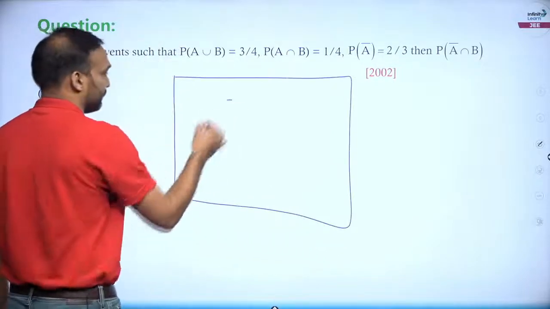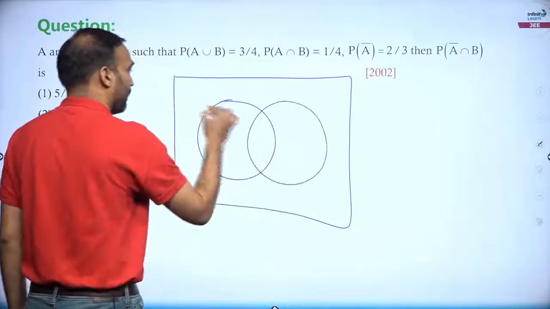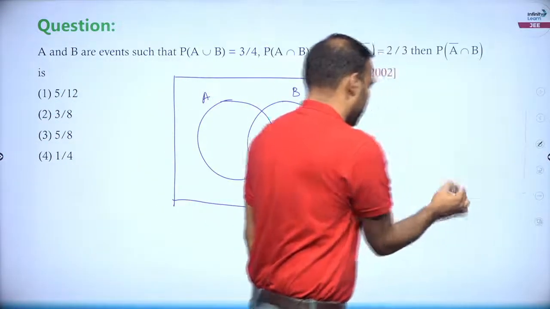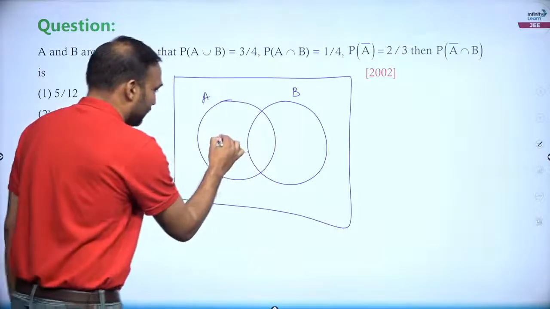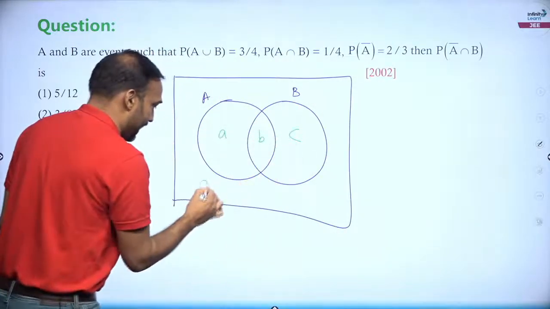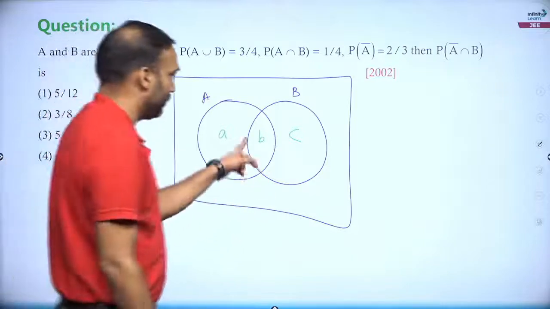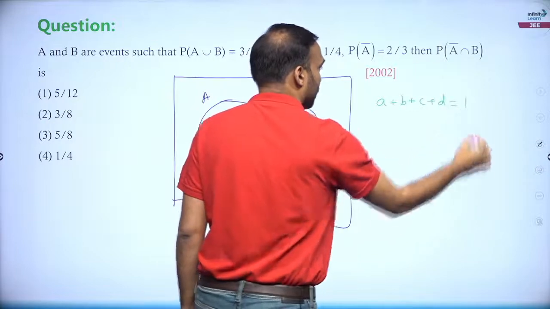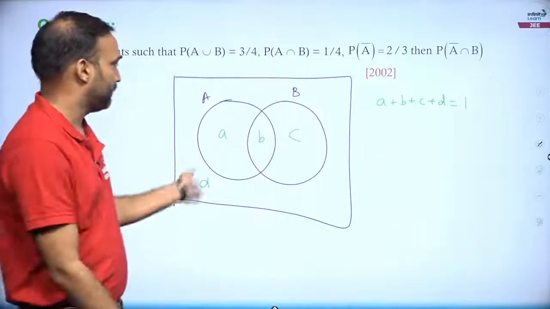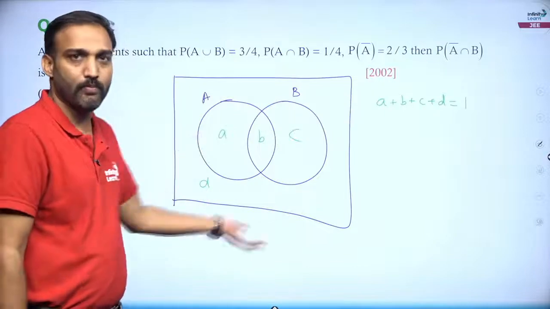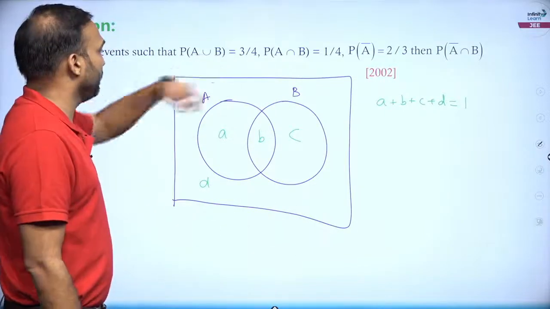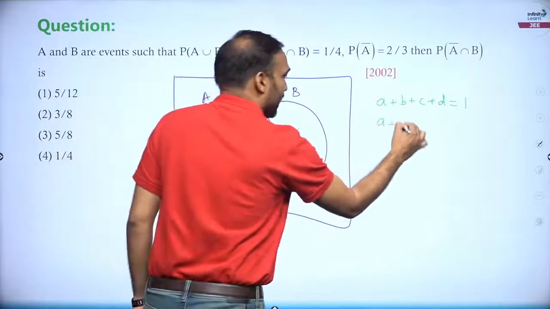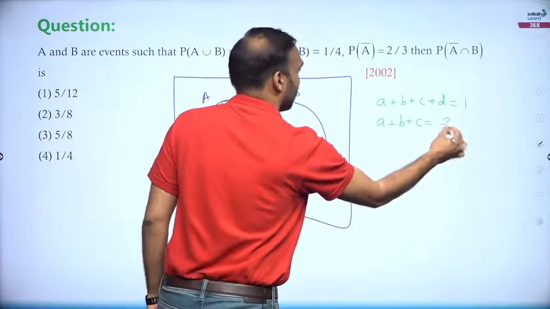There are two events, A and B. So let us call these areas A, B, C and D. Now see what all we know. The sum of all these would be 1 for sure, because this is the sum of all the probabilities. A union B is what? A union B is A plus B plus C. So I know A plus B plus C is 3 by 4.